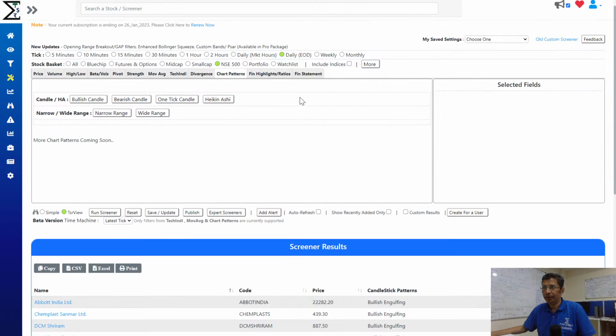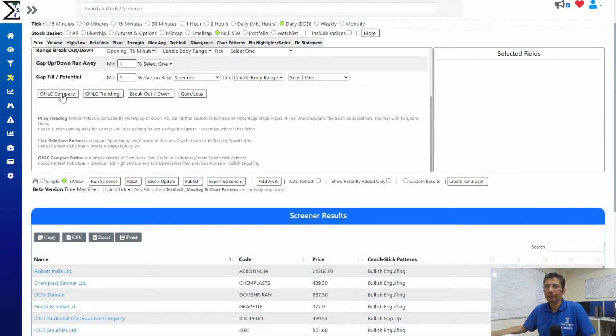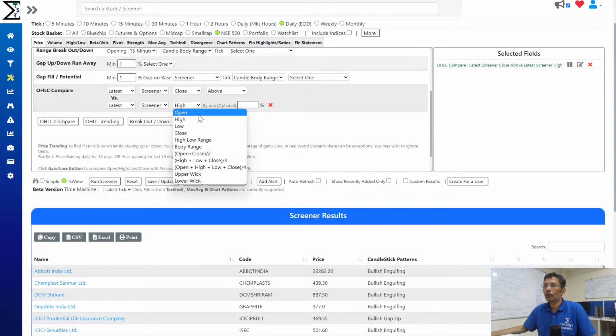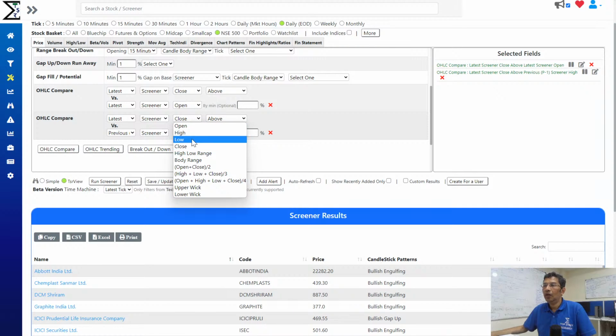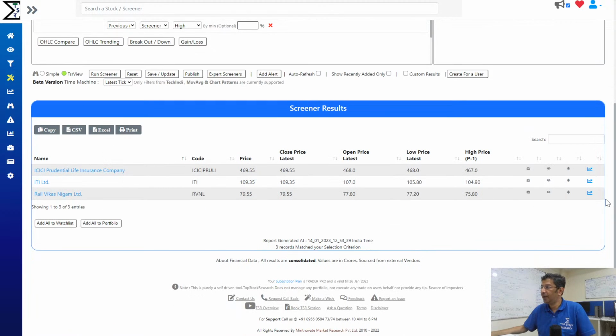There's a third way of gap up. Now these are very, very theoretical gap ups. Not everything will excite you. So what you can look for is in OHLC compare. When you look at OHLC compare, the latest close is greater than the latest open, which tells you that it is a green candle. And then add another one: latest day low is above previous day high. So this will give you another kind of gap up, wherein this is how you can customize gap up.